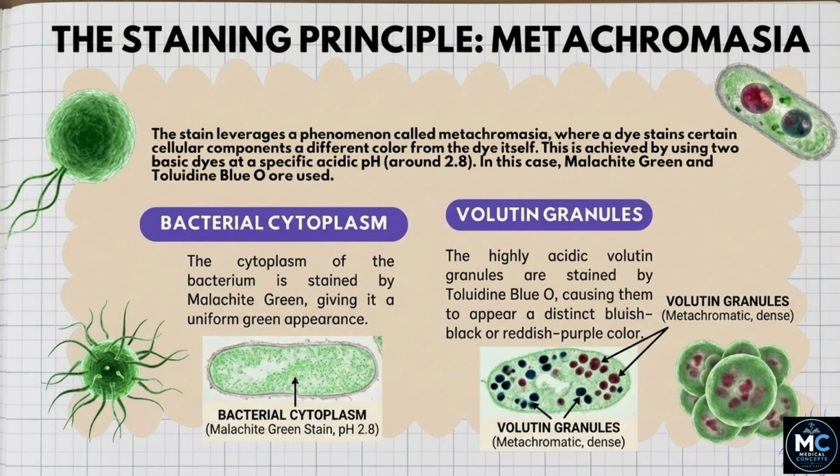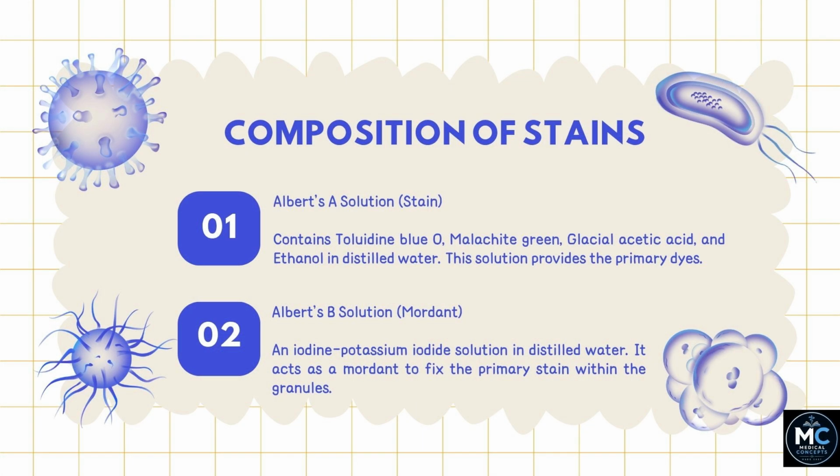Albert staining involves two main solutions, Albert's A and Albert's B. Albert's A solution contains toluidine blue, malachite green, acetic acid, and ethanol. This acts as the primary stain. Albert's B solution contains iodine and potassium iodide, which acts as a mordant. The mordant helps in fixing the stain inside the granules, enhancing visibility.